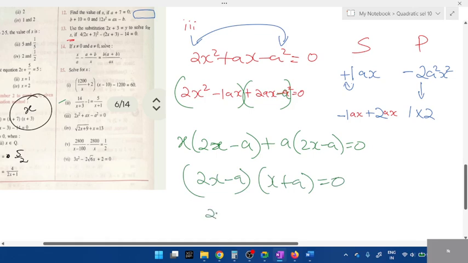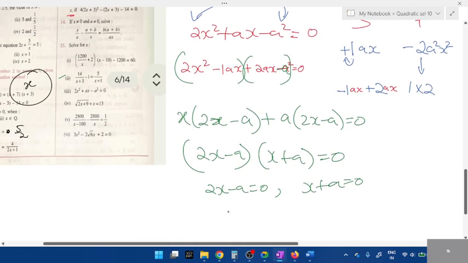According to sum and product, equal to 0. If you solve this, what do you get, students? Plus A goes to the other side. X is equal to, and here minus A.